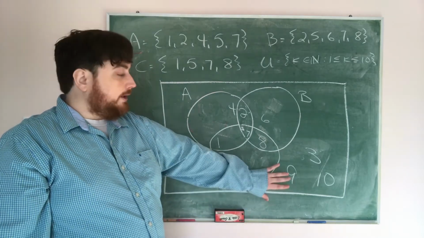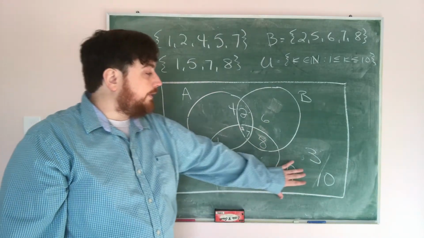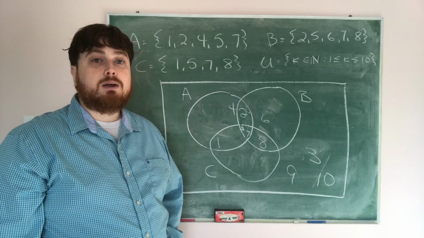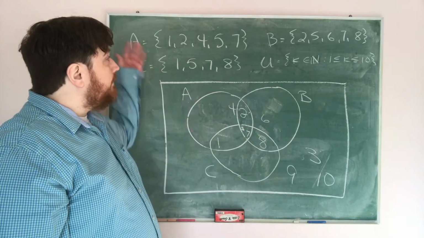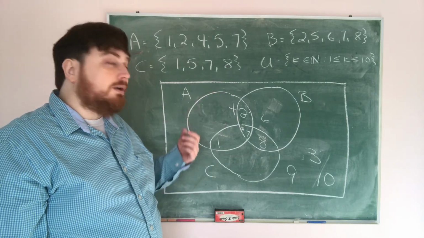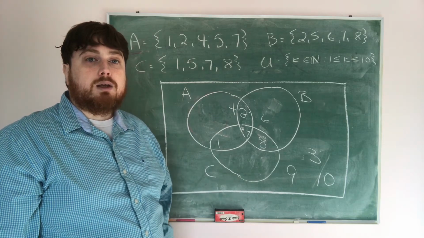And then again, 3, 9, and 10 aren't in A, B, or C, so I want them outside of it, but still inside of the rectangle. So now I've drawn a Venn diagram, given A, B, and C with their intersections in my universal set U, including all of the numbers where they belong.